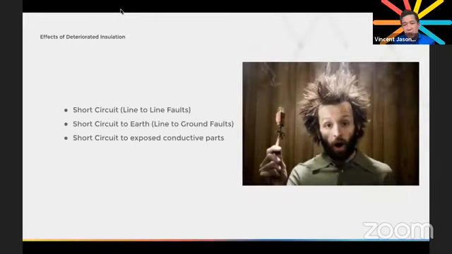So we will be talking more about insulation. What are the effects of deteriorated insulation? One is line-to-line faults, short circuits. Another is line-to-ground faults and short circuits to exposed conductive parts, the ones that are capacitive in nature.